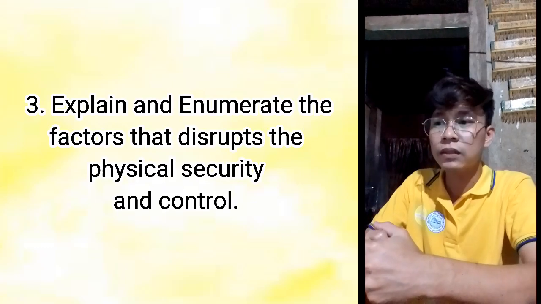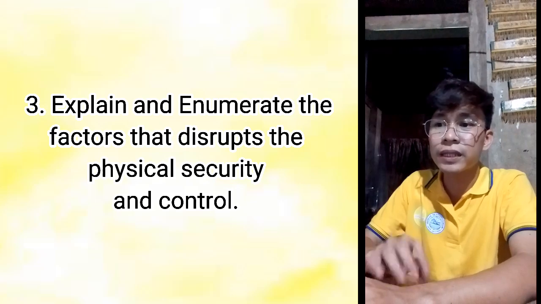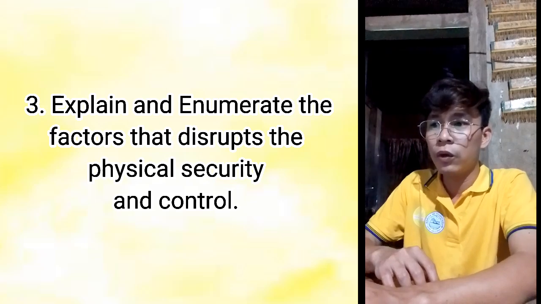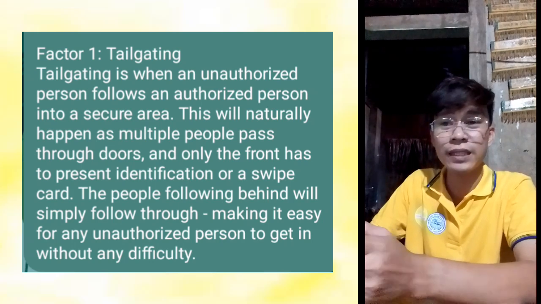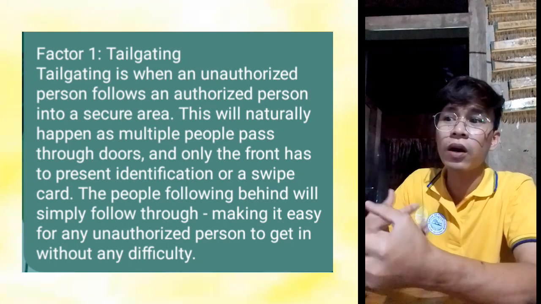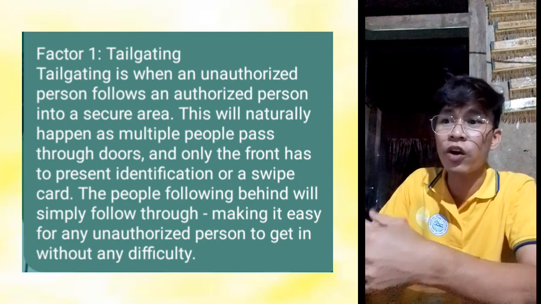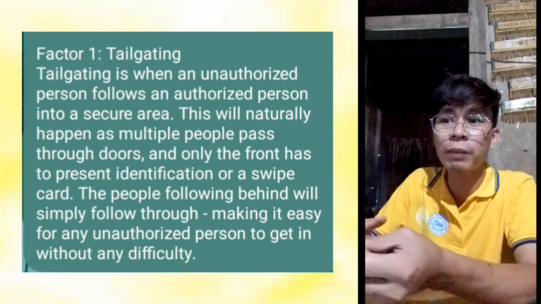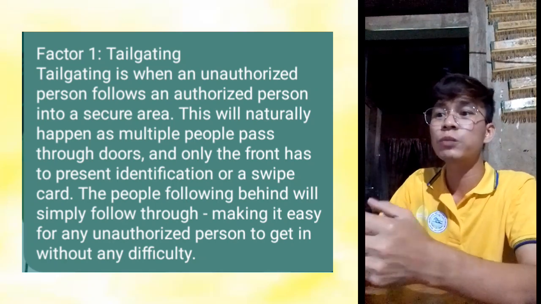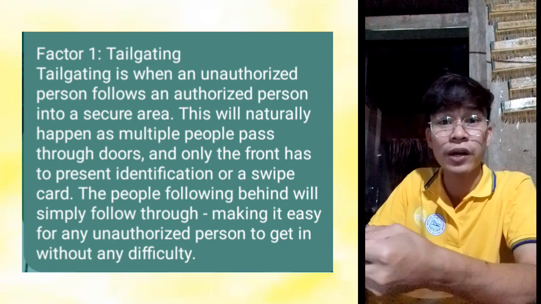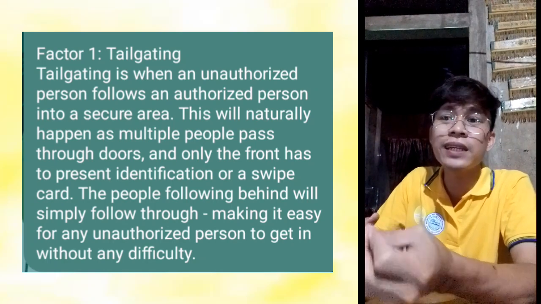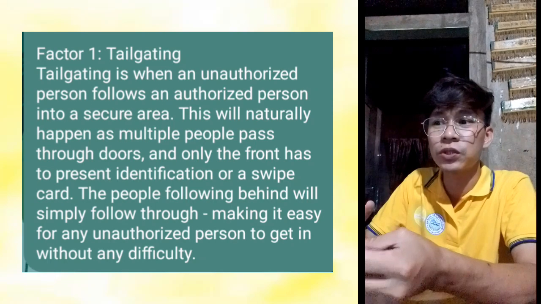Now, for number 3, explain and enumerate the factors that disrupt physical security and control. So, I will be giving 5 factors. Factor 1, tailgating. Tailgating is when an unauthorized person follows an authorized person into a secure area. This will naturally happen as multiple people pass through doors and only the front person has to present identification or a swipe card.